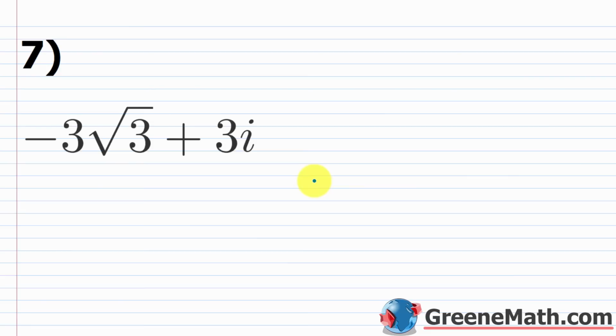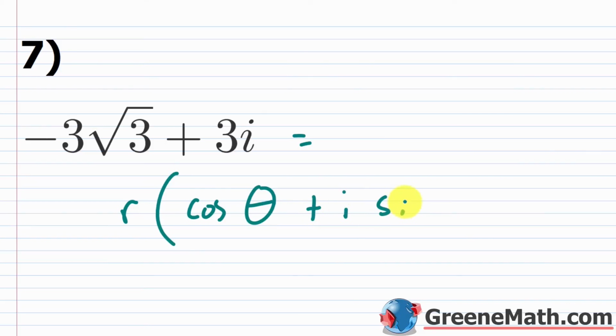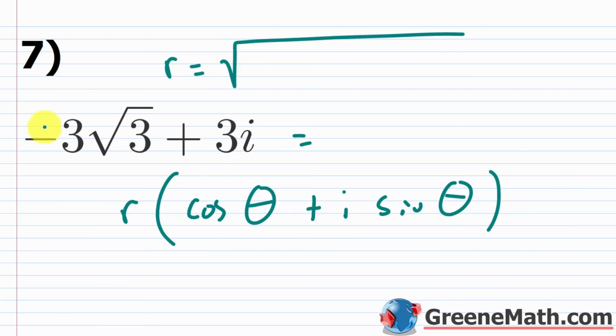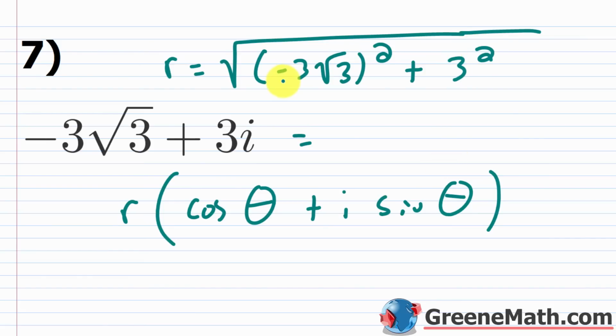All right, let's take a look at problem 7. So here we have negative 3 times square root of 3 plus 3i. So again, I'm going to write this as r times the cosine of theta plus i times the sine of theta, where r is equal to the square root of, take your real part and square that, so negative 3 times square root of 3 squared, then plus, we're going to take the imaginary part, it's just the 3, and square that. So this right here, the negative goes away. 3 squared is 9. Square root of 3 squared is 3. So basically, this is going to be 9 times 3 or 27. And then this is plus 3 squared is 9. So what is 27 plus 9?